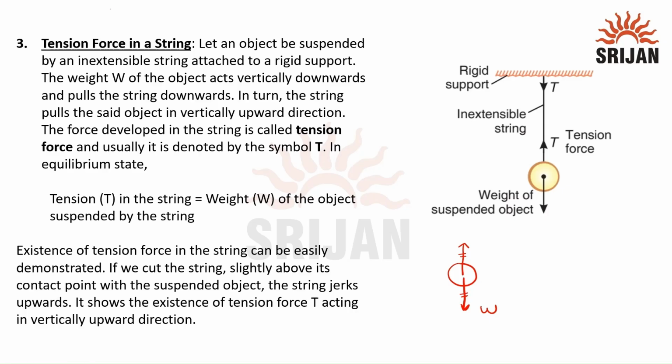The string pulls the object in the vertically upward direction, and that force developed in the string is called tension force, and that force is denoted by the symbol T. In an equilibrium state, the tension T in the string is equal to the weight of the object. Another important point to prove the existence of tension force is that if we cut the string from slightly above the contact point, there will be a jerk in the string in the upward direction. This will prove the existence of the tension force acting in the upward direction. I hope it is clear to you. Thank you.